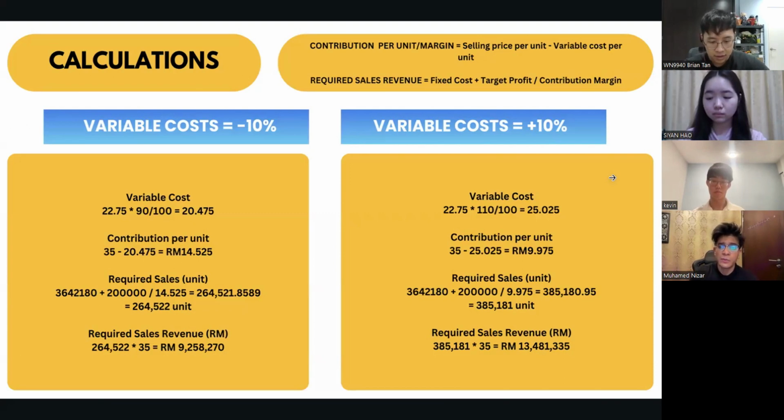Now the required sales per unit is 3,642,180 plus 2 million divided by the contribution per unit I got earlier, which is 9.975 ringgit. I will get around 385,181 units. The required sales revenue will be 385,181 units multiplied by 35, and I will get 13,481,335 ringgit.